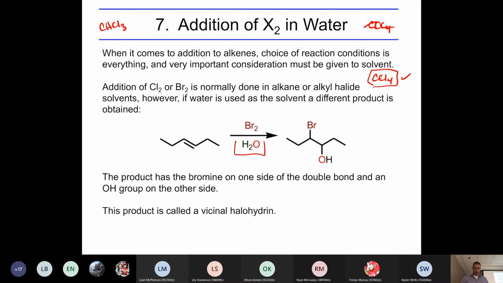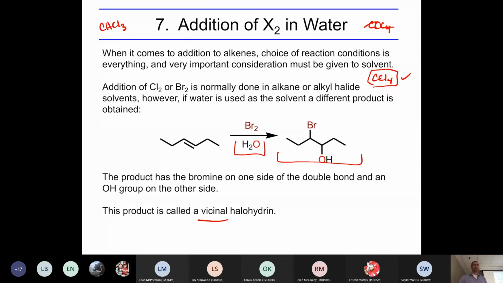If you pick water as the solvent, when you do bromination, you still get anti-addition, you still get one thing added to both sides, but you end up getting a Br on one side and an OH on the other. This molecule is called a halohydrin. Okay, it's a vicinal halohydrin.